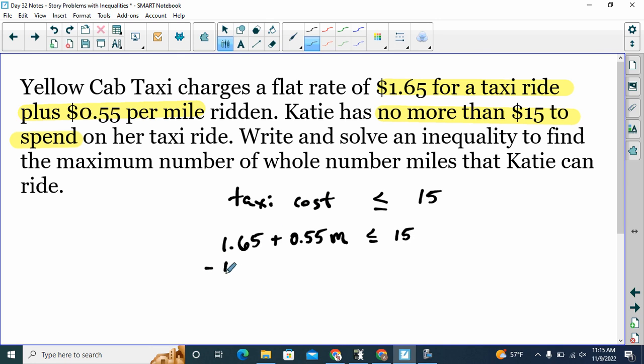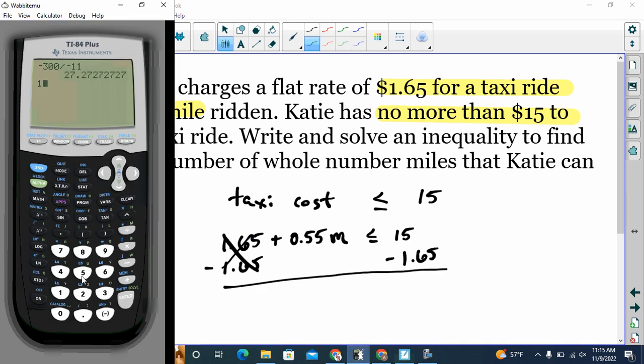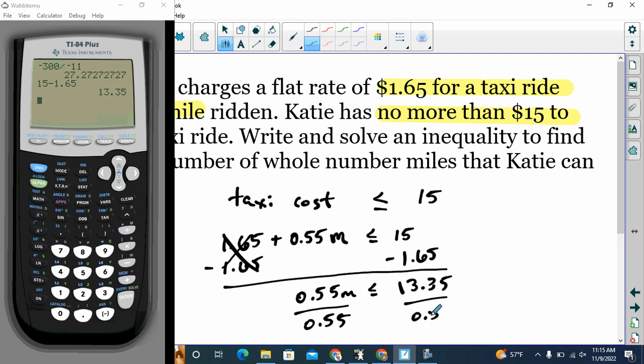Solve for m. Subtract 1.65. I get 0.55 m is less than or equal to 13.35. Divide both sides by 0.55. We get 24.27.